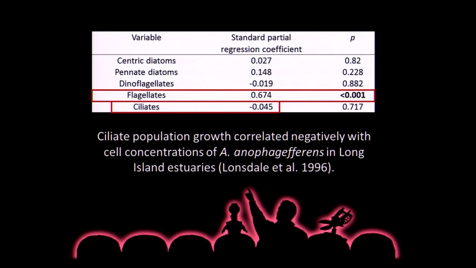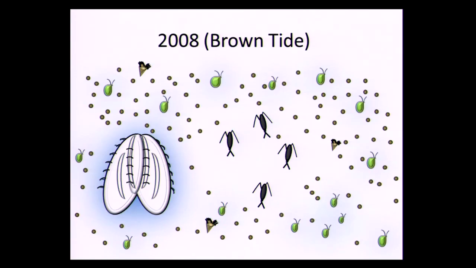When I started explaining all this to her, she goes, I've seen that before. Ciliates don't do well with brown tide. Flagellates do. So now let's think about this. Here's 2008, we have our brown tide. Here's your brown tide, here's your flagellates. These are my lame attempt at ciliates, right? And you've got the ctenophore that's going to be moving through the water, right? You've got more flagellates in this case during the brown tide.